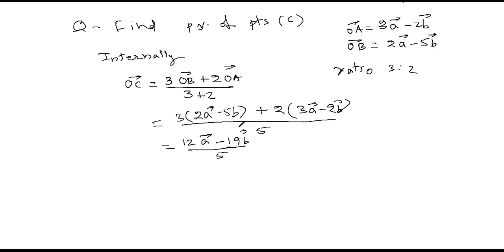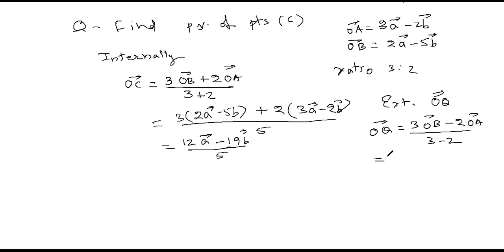Okay, this is internal division. And for external division, suppose we take externally a point Q. So OQ will be equal to 3 times OB minus 2 times OA, divided by 3 minus 2. So here substituting the values, vector OB is equal to 2A minus 5B, and 2 into OA is 2A minus 5B vector, divided by 3 minus 2, that is 1. That is minus 3 times 5 is 15.